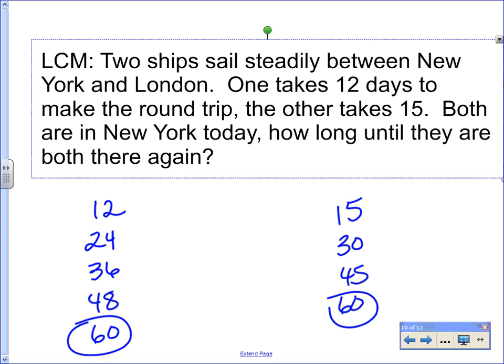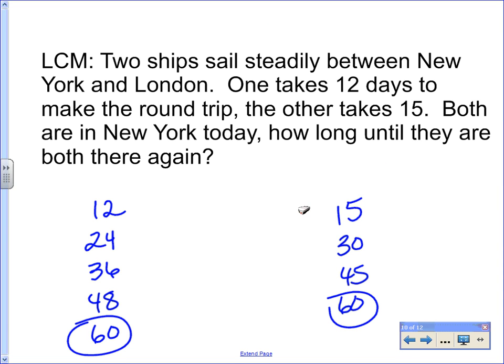So I'm going to go through this example, and I've already completed it, and I'm just going to talk you through what I've done here. 2 ships sail steadily between New York and London. One takes 12 days to make the round trip, the other takes 15 days. Both are in New York today. How long until they are both there again? The good thing about LCM and GCF questions is that they just require a little bit of common sense. If you think about whatever the situation is that's being described and you think about it in real life, you're going to be able to come up with the answer.